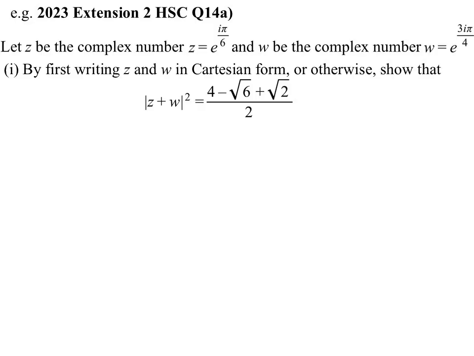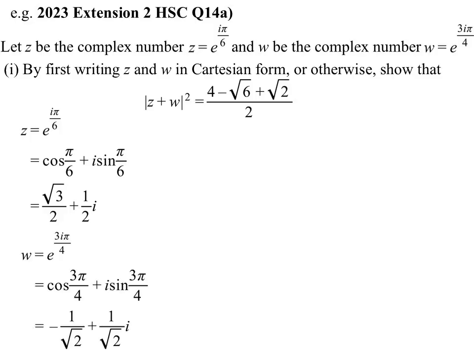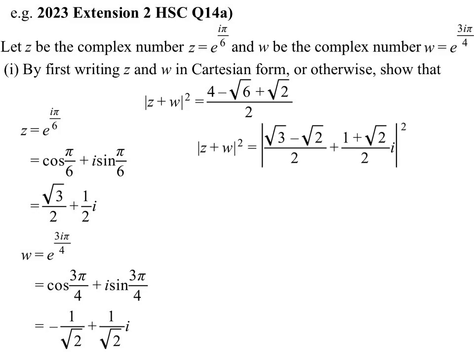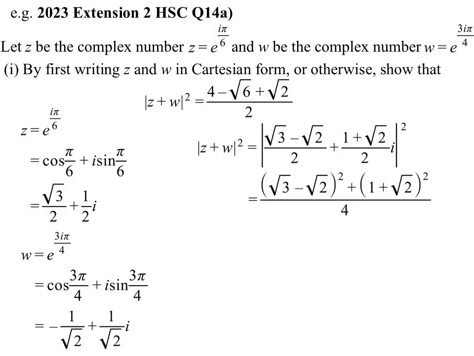Well, let's put them in Cartesian form. That's what they said. The first one, Z becomes root 3 on 2 plus a half i, and the W becomes minus 1 on root 2 plus 1 on root 2 i. Now, I can work out the modulus of Z plus W. So Z plus W, grouping the reals and imaginary together and finding the modulus of that squared, which would be the real part squared plus the imaginary part squared.